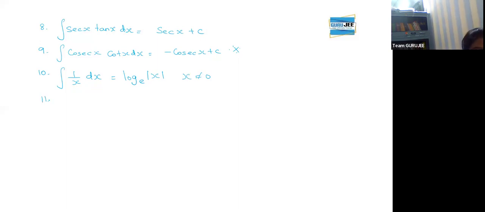Seventh one, dx by square root of 1 minus x square. Then it is equal to sine inverse of x plus c. Again, it can also have another formula, minus cos inverse of x plus c, where mod x less than 1.